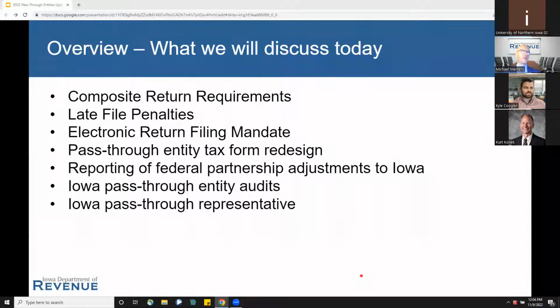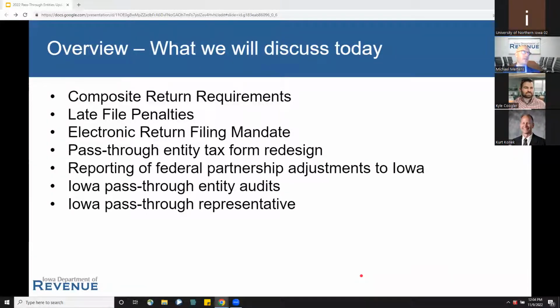The department also made significant changes and actually completely redesigned most of its pass-through income tax forms this year. So we want to spend a little bit of time hitting the high points of that form redesign and pointing out some new features or new changes to those tax forms.